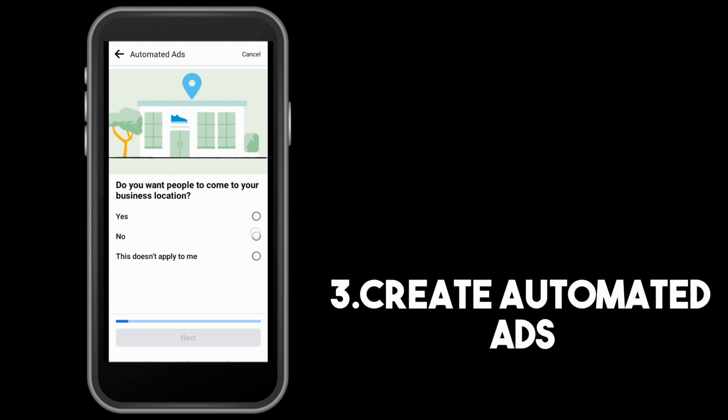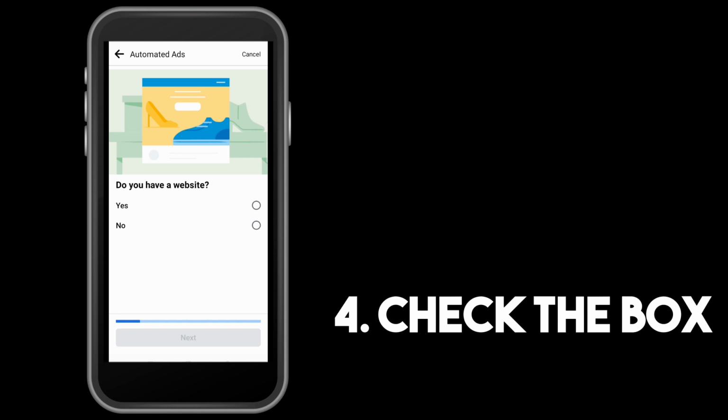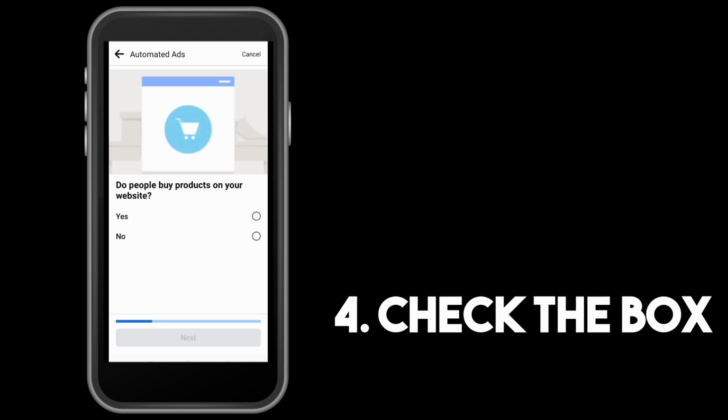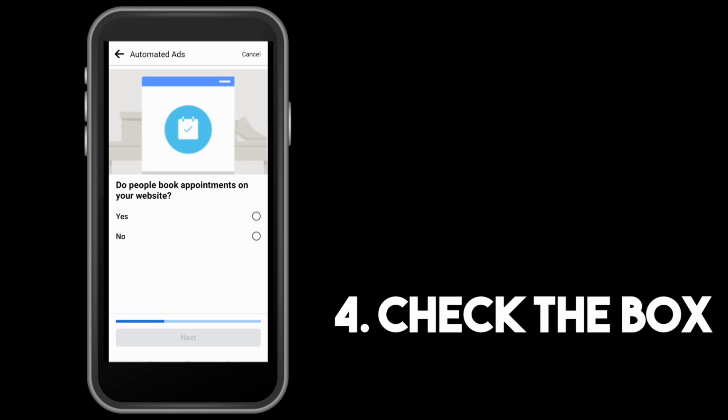For example, do you want people to come to your business location? You can say yes or no. Do you have a website? Click yes. Next, do people buy products on your website? Click yes. And then next. Another question is, do people book appointments on your website? Click yes. And then next.